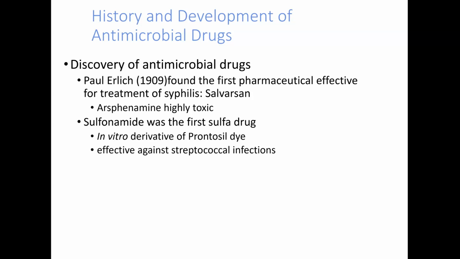What happens is we have an enzyme in our bloodstream that cleaves the Prontosil dye into a drug called sulfonamide, and it was really the first of the sulfa class of antibiotics. This sulfonamide is very effective against streptococcal infections.